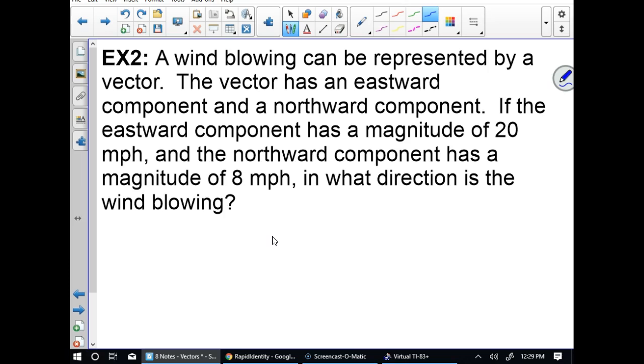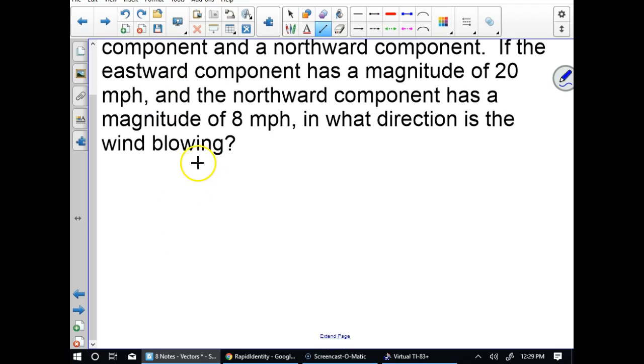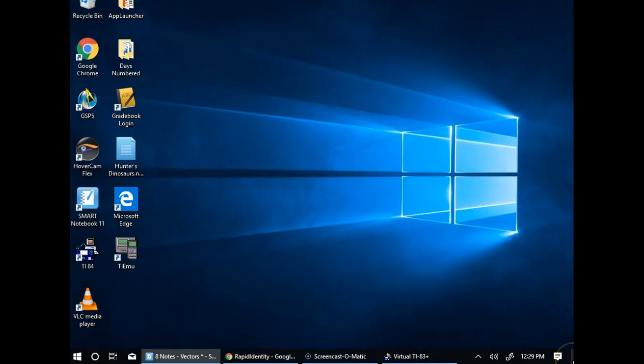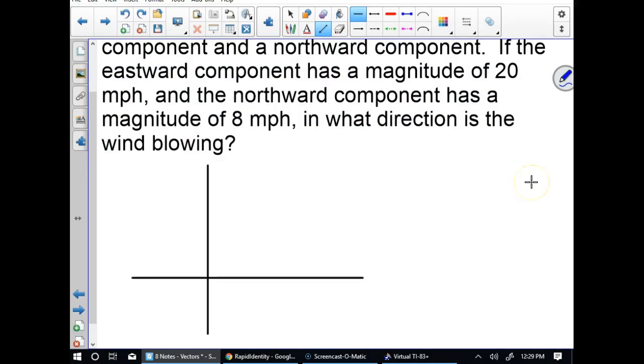So with all of these, I usually start with x and y axes. I know that I have a northward component and an eastward component, so I really don't need a lot of room for the south and the west side, so I'm going to leave myself more room here.